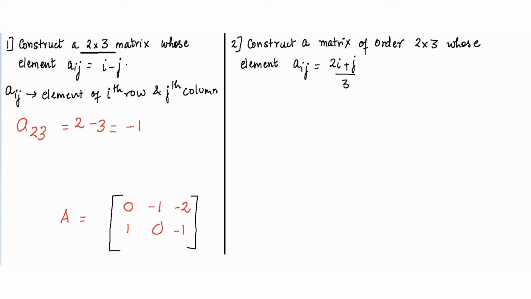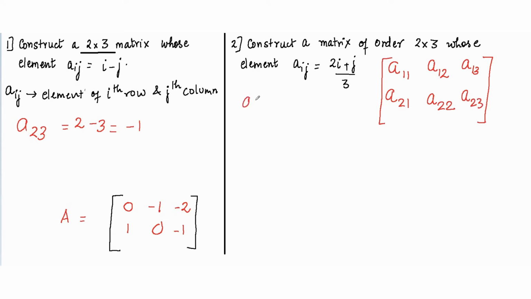Now similarly, let's look at the second question. Construct a matrix of order 2 by 3. Again, 2 by 3 means my matrix is going to have 2 rows and 3 columns. Let's mark it. A11 is first row, first column. A12 would be first row, second column. A13 would be first row, third column. A21 is second row, first column. A22 is second row, second column. And A23 is second row, third column.